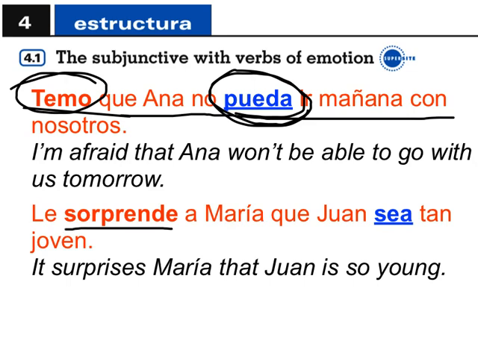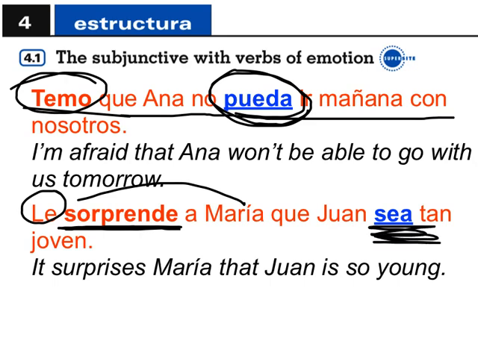Then we have the next example right here with the verb sorprender. Le sorprende a María que Juan sea tan joven. This verb is just like the verb gustar. So there's only two forms, sorprende and sorprenden. The le refers to Maria. It surprises Maria that Juan is so young. This is full of emotion, so that's the reason why the verb sea is used in the subjunctive.